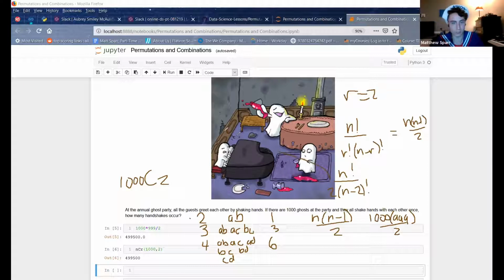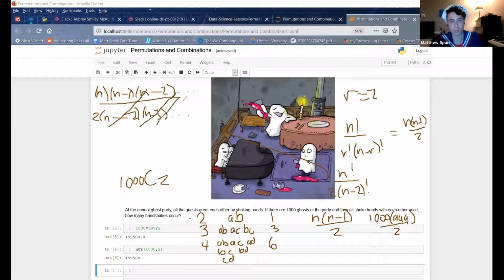And now I'm actually going to write it over here because I have more space, so hopefully you can follow that. But if we wrote out n factorial, it would be n times n minus 1 times n minus 2, so on and so forth. And down here we have 2. And if we write out n minus 2 factorial, that's n minus 2 times n minus 3, so on and so forth. So you can see that these parts actually cancel out. And we're left with n times n minus 1 over 2. And that's why they're equivalent.